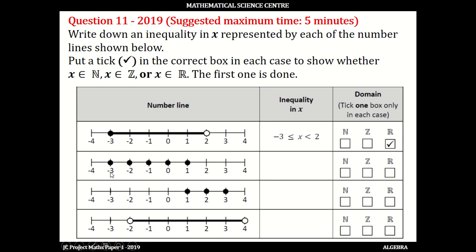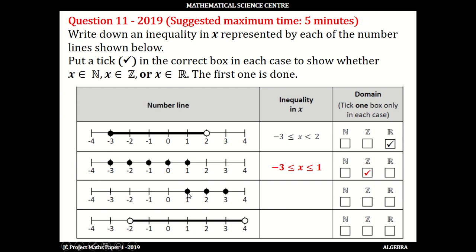Okay, and the next number line, we're allowed to use minus 3, we're allowed to use minus 2, we're allowed to use minus 1, we're allowed to use 0, and we're allowed to use 1. So this means minus 3 is less than or equal to x is less than or equal to 1. Now, because we don't have a line joining these, we're only using either minus 3 or minus 2 or minus 1 or 0 or 1. Now, because we've got positive and negative whole numbers, that means we're dealing with integers. So we're going to tick for Z.